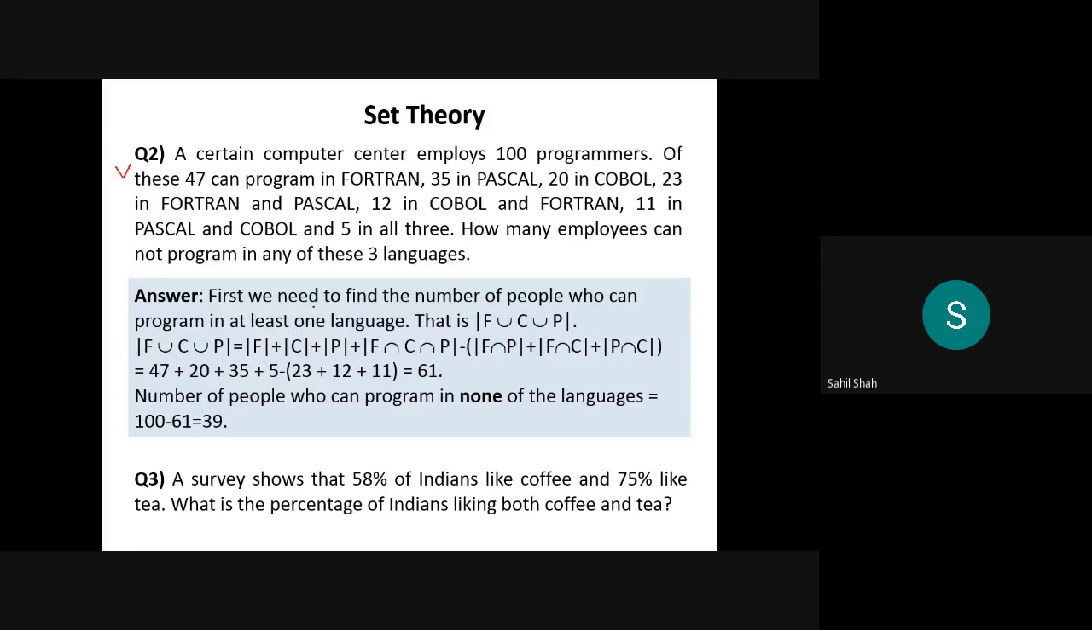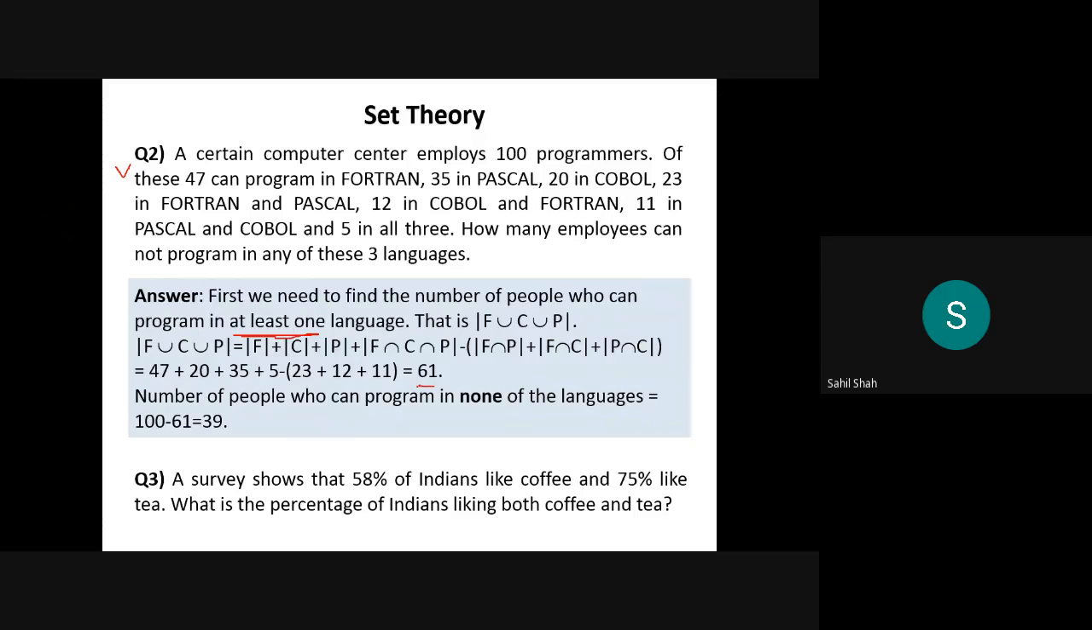First, we need to find the number of people who can program in at least one language. See here, there will be usage of "or" or usage of "at least". If it is mentioned at least, then also you are supposed to use union. So first, we are finding the number of people who can program in at least one language, either Fortran or COBOL or Pascal or all three. So the cardinality of F union C union P, using again the principle of inclusion-exclusion for three sets. We put in all the values and we get our answer as 61.